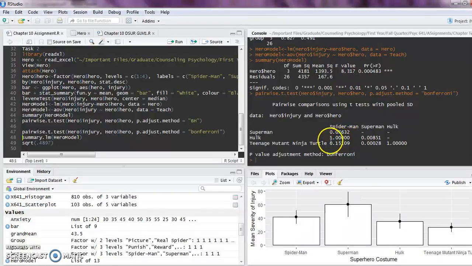So what you see here in regards to Superman, you notice that Superman, well, this is significant. I don't know why I was beating around the bush with that one. It's significant, so that means there's a significant effect from the Superman costume as compared to the Hulk costume. Same thing with Teenage Mutant Ninja Turtles. That's kind of cool and sad to learn, but damn. All right.